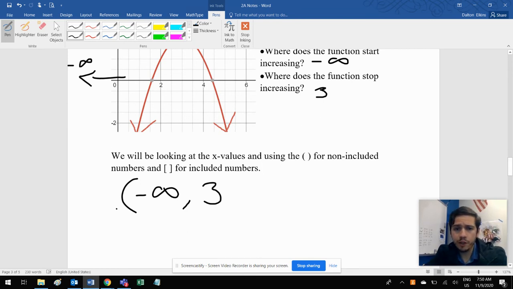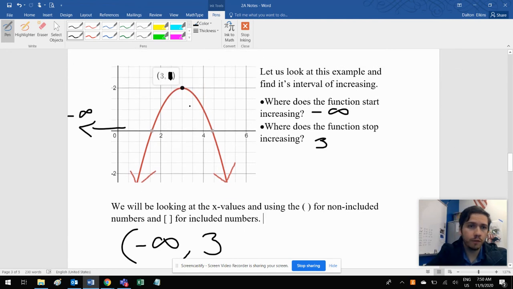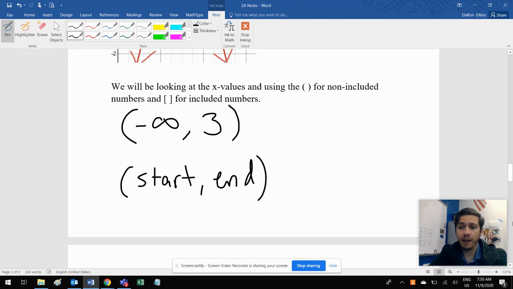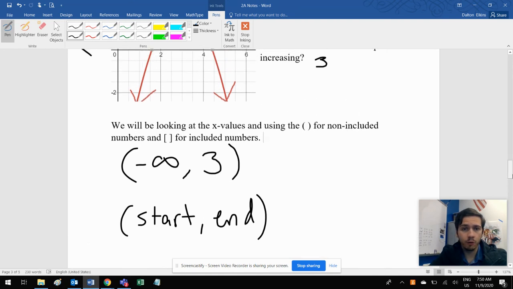Now, when we did domain and range, I told you to use brackets any time you see a number. But think about it. If you've ever been on a roller coaster, if this is you going up, once you get to here, you stop increasing, and then you go down. So at this point, you are no longer increasing and you are no longer decreasing. So we're going to use a parenthesis here. I mentioned with domain and range that you could think of this as a start and then end type of deal. This is pretty much the exact way to look at it. Think about it like a roller coaster.